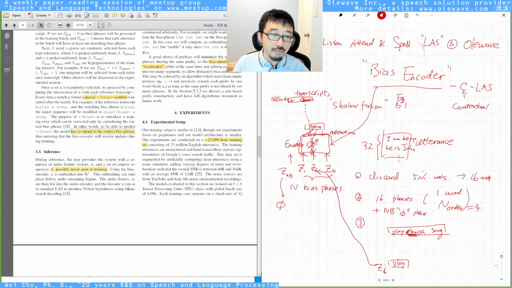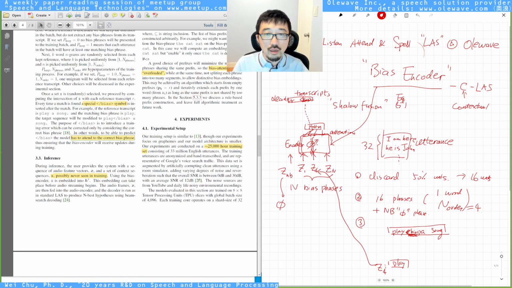Inference. I think this inference part is very intriguing to me. So say you have everything trained. They can come up with a Z, or some phrases, which have never been seen in training, and we will see that in the experimental section. Okay.